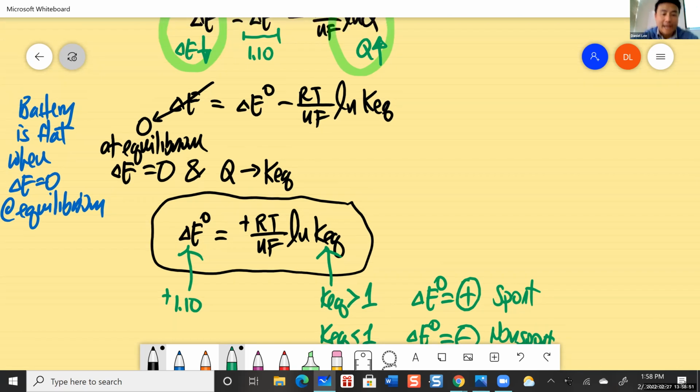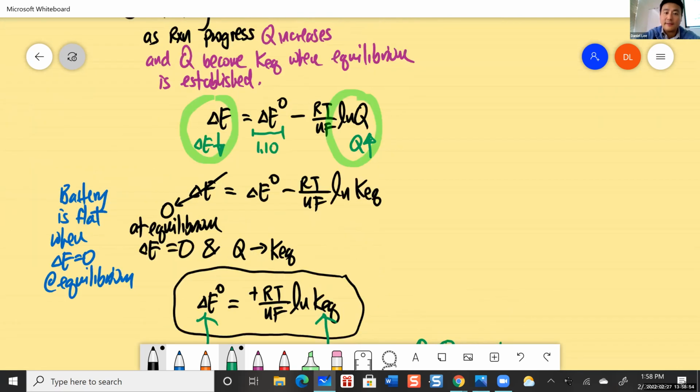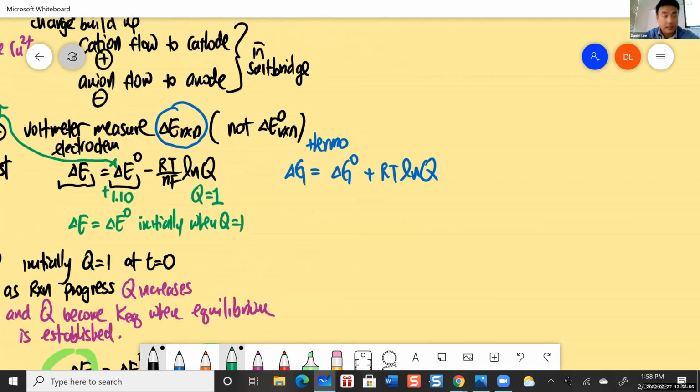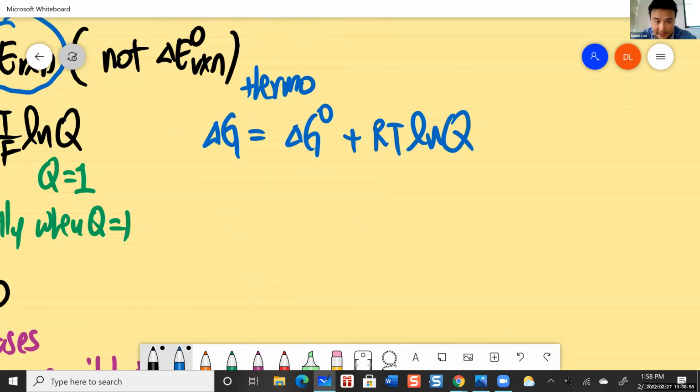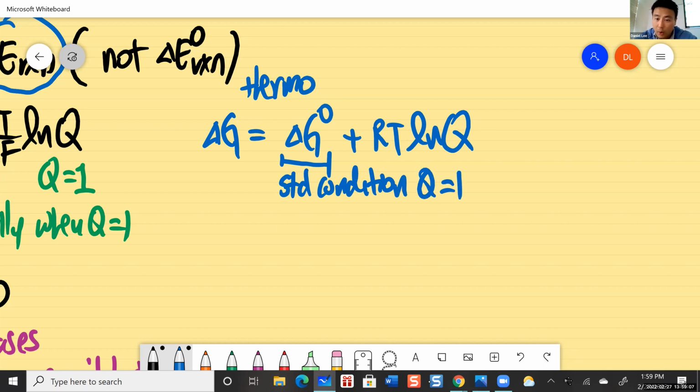Now, this is exactly the same thing when we look at the thermodynamics with delta G. We also said this is a standard condition only, which is very limiting. Standard condition means Q equals 1. Everything is 1 molar. All gases are 1 atm. There is no difference between delta G and delta G naught when Q equals 1, because the natural log of 1 is 0. But then again, Q will increase.